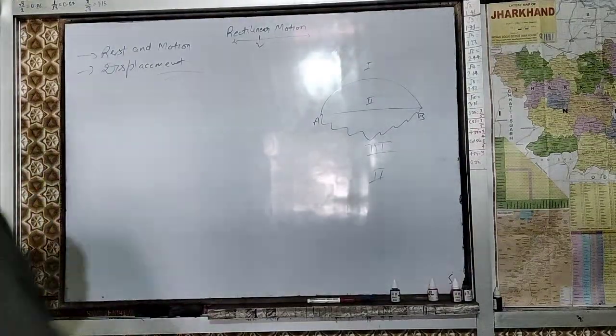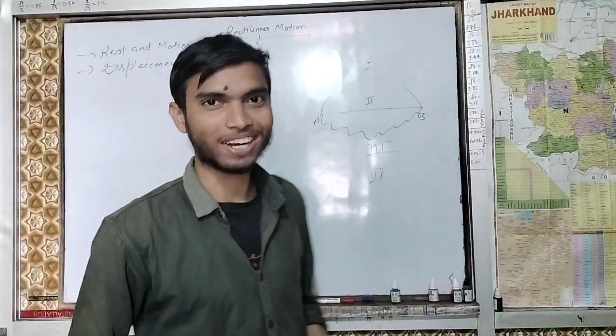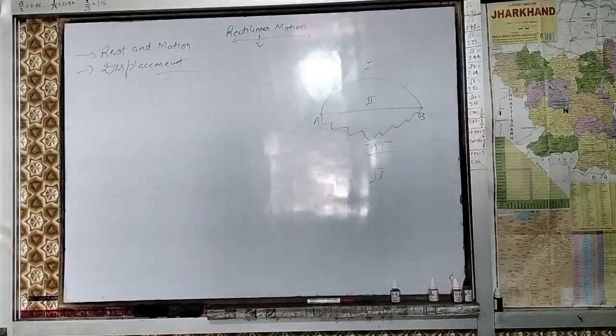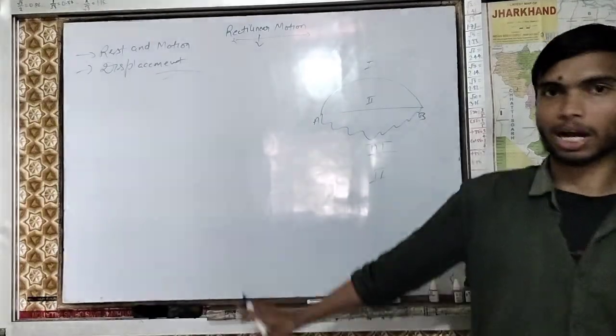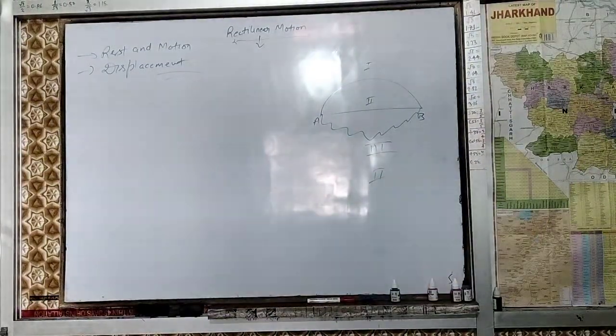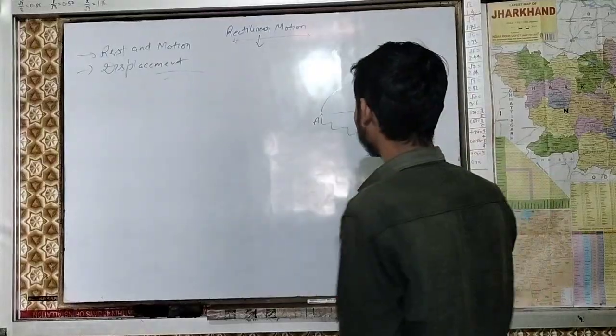Remember, it is a vector quantity. This is a vector quantity because it cares about the direction. That's why this is considered a vector quantity. Next we have its direction, which is from initial to final. I have told you. Next, it can be positive, can be negative, can be zero.